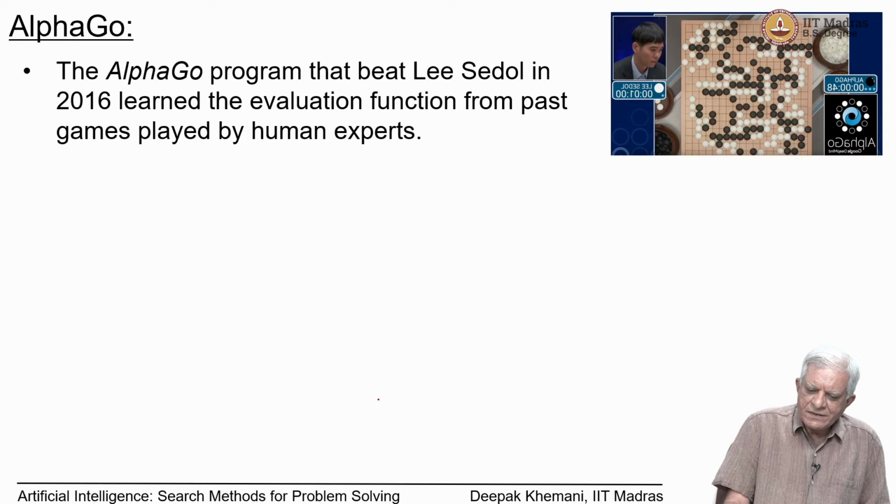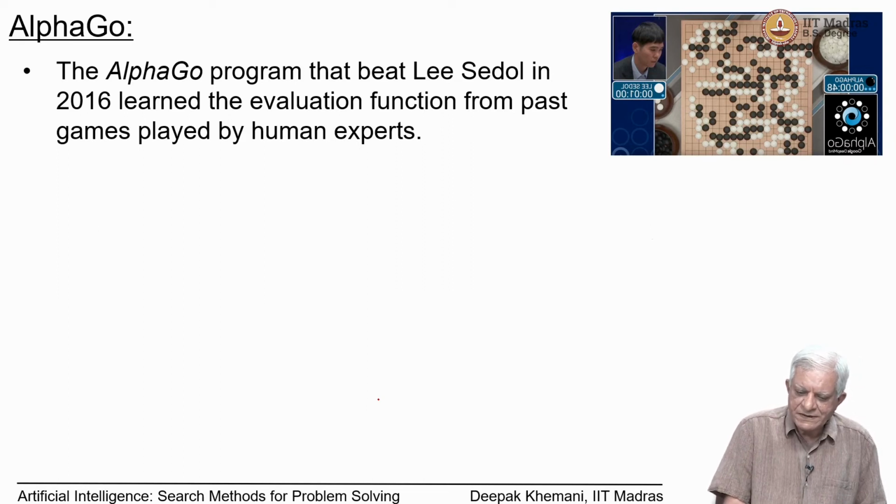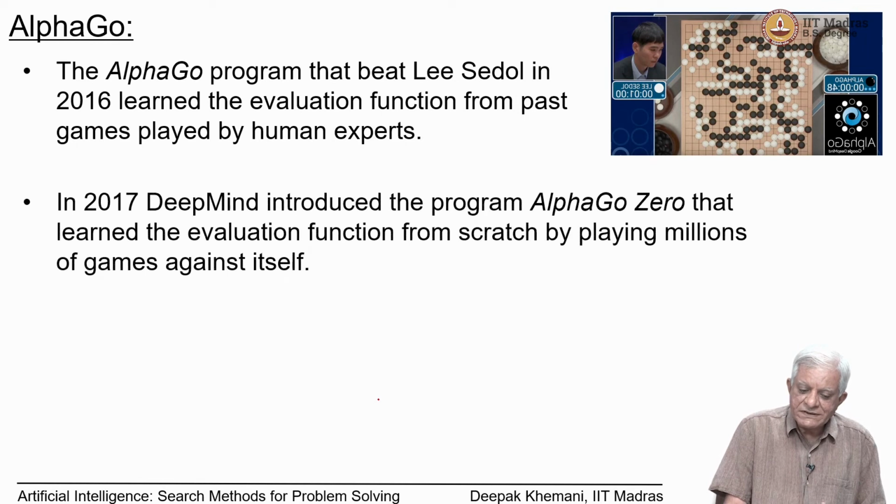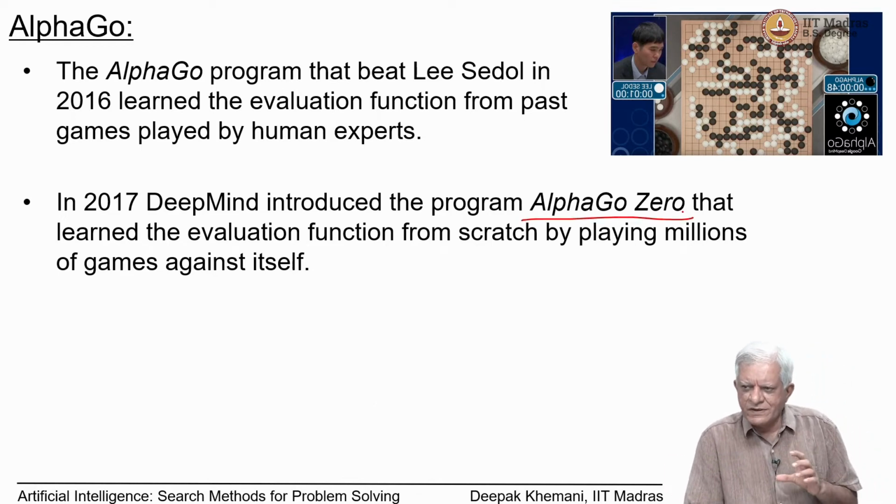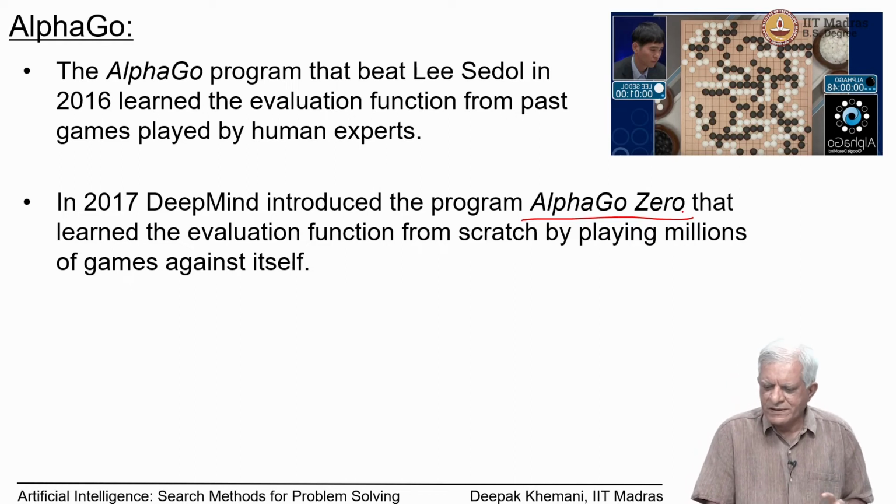The AlphaGo program learned the evaluation function from past games that were played by human experts essentially. But in 2017, this company DeepMind introduced a program called AlphaGo 0, to which they only gave the rules of the game as input. They did not give anything like what we talked about in chess, that the king has so much value and things like that, or this positional value, nothing.